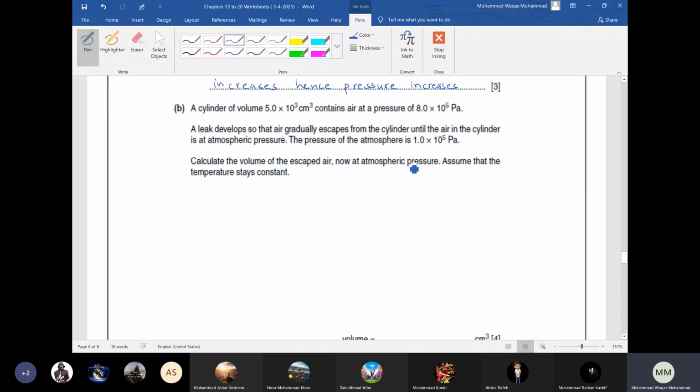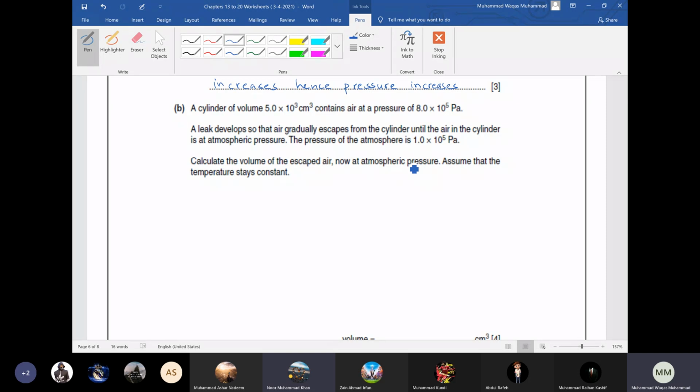Beta, a cylinder of volume 5.0 times 10 to the power 3 cubic centimeter contains air at a pressure of 8.0 times 10 to the power 5 Pascal. Now beta, see this first line, what does it tell? Can someone elaborate beta what this question is telling? Sir, the volume one is 5 into 10 power 3 and the pressure one is 8 into 10 power 5. Okay, very good. Now beta, yes, shabash.